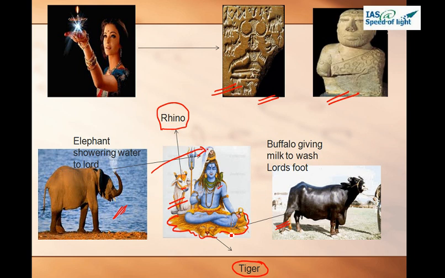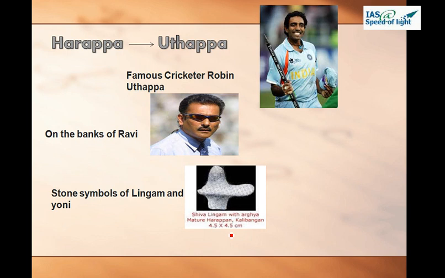Yogi Proto Shiva seal. And one bearded man statue. Let's move to the second site now, which is Harappa.